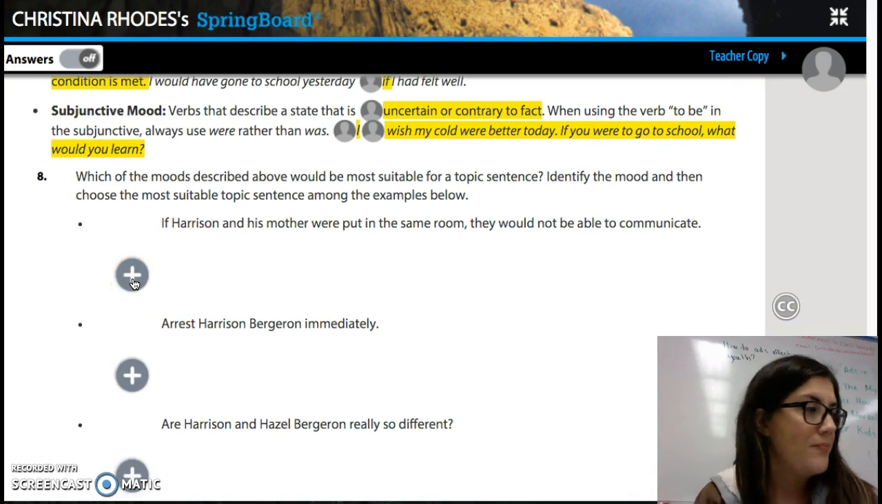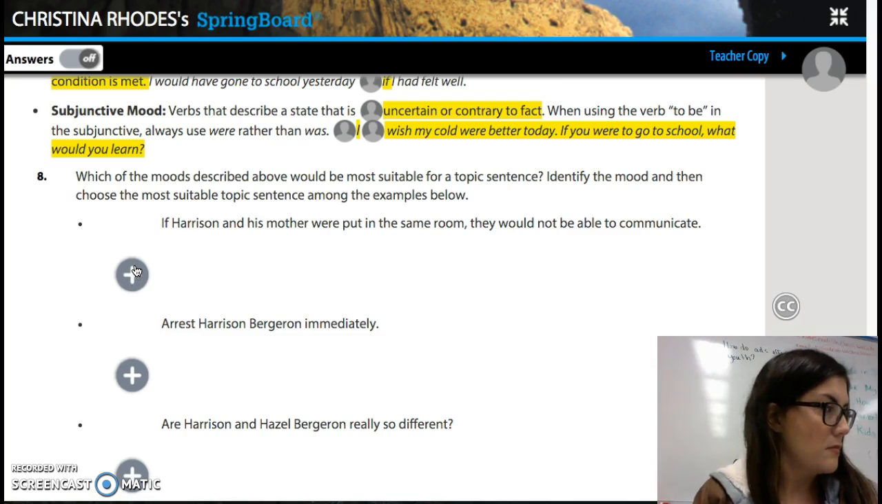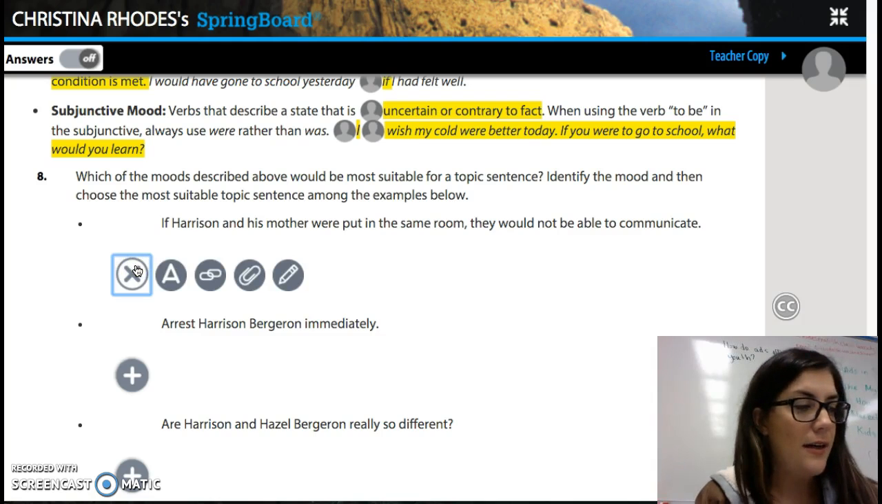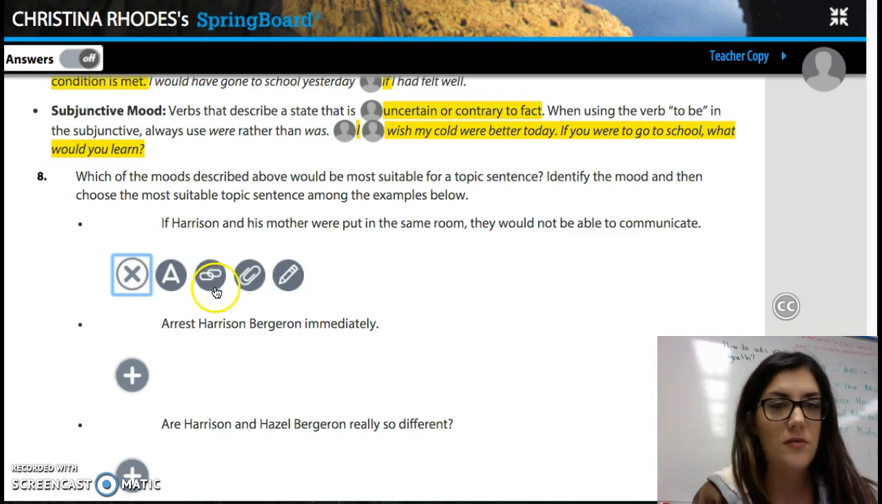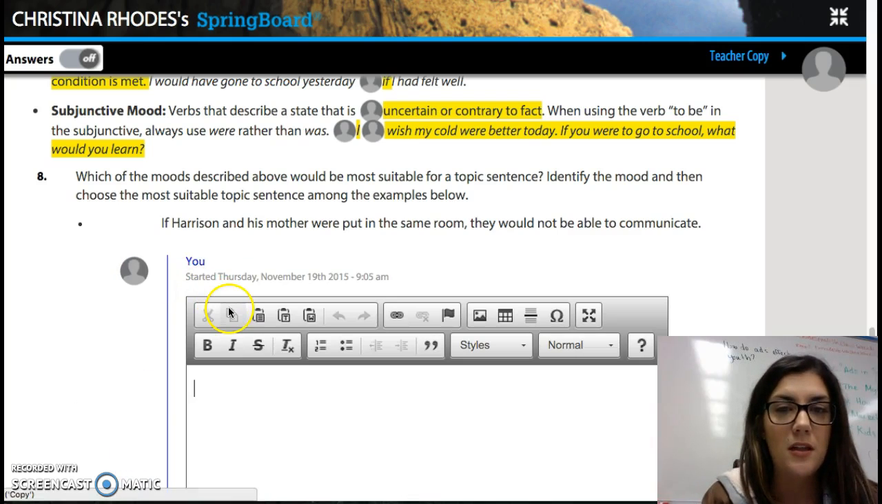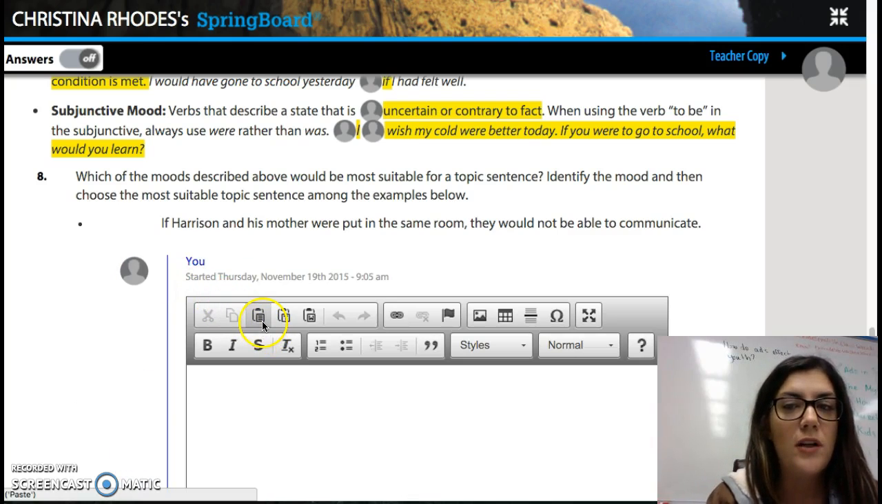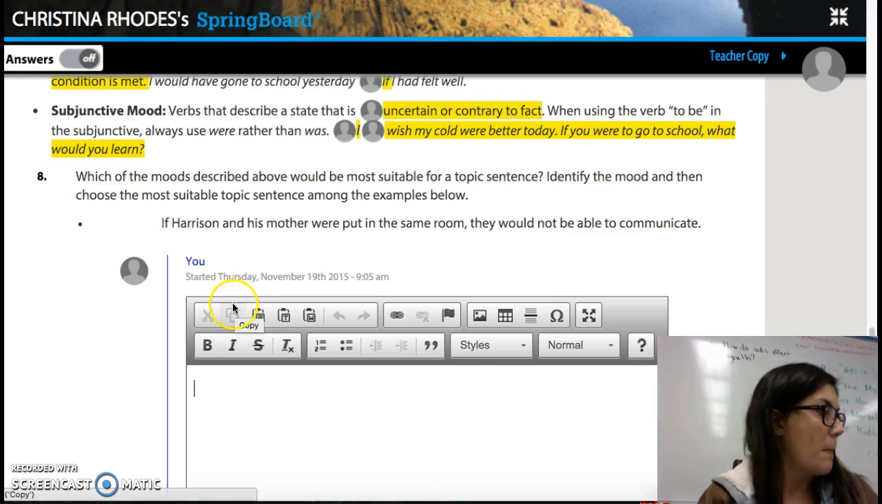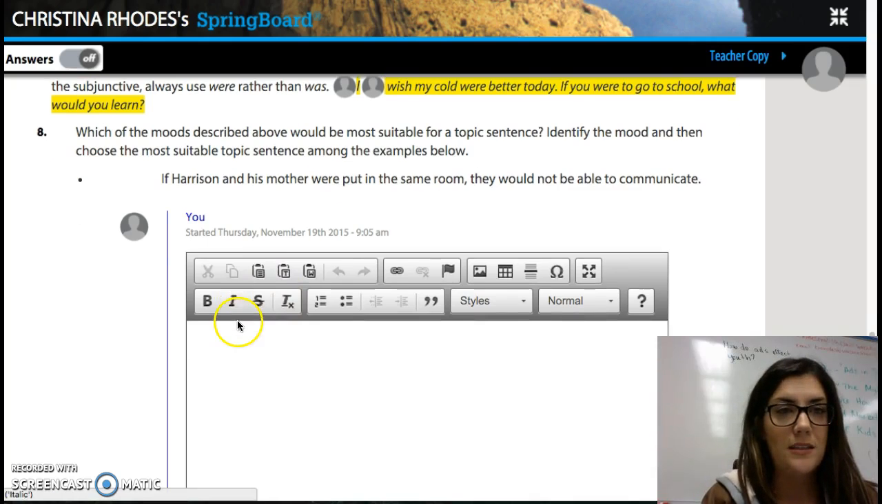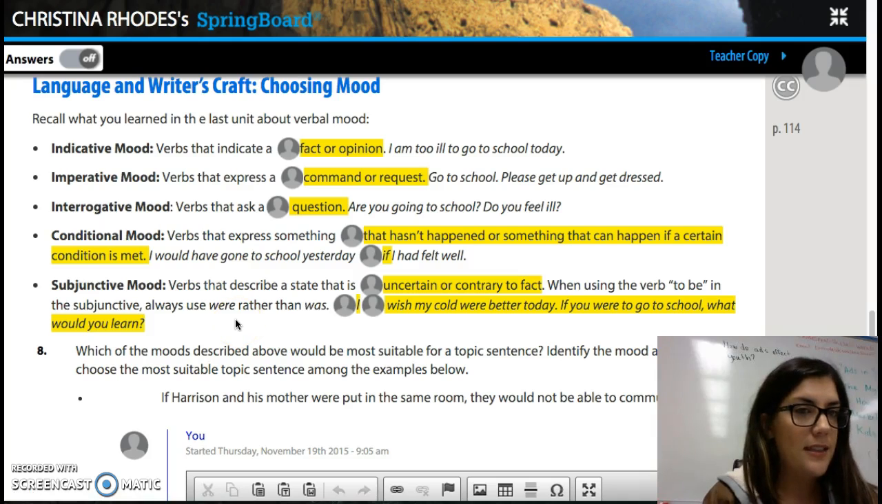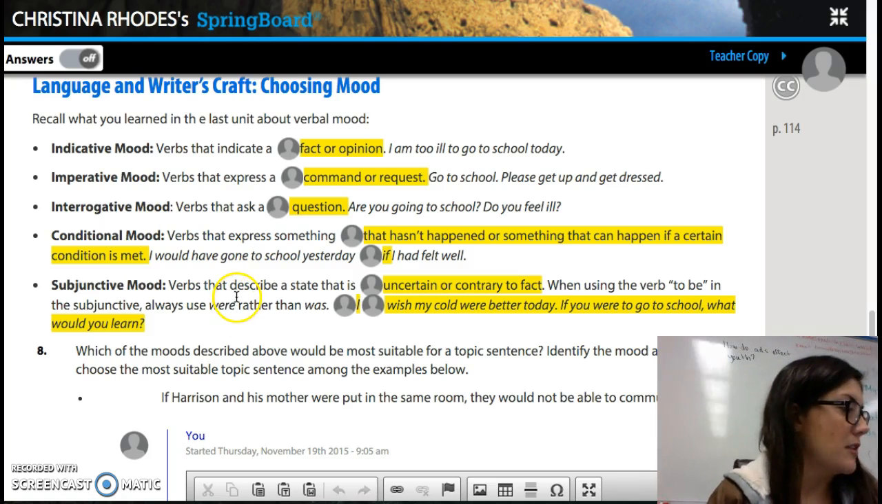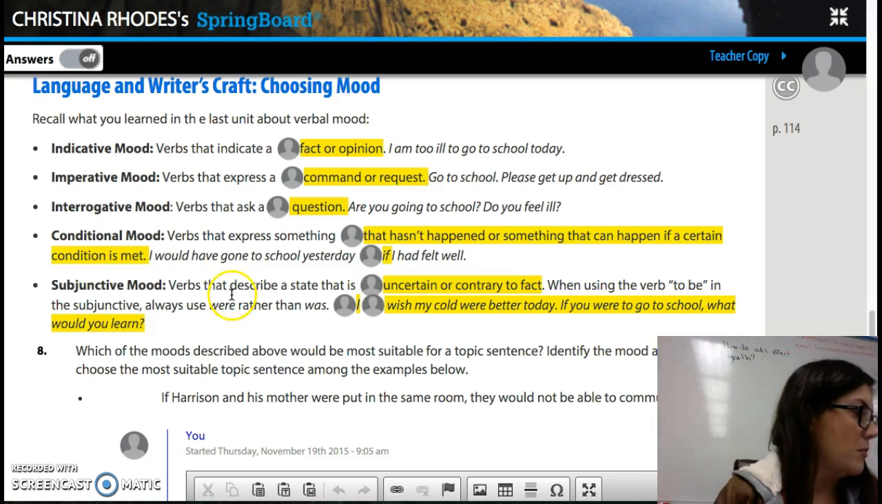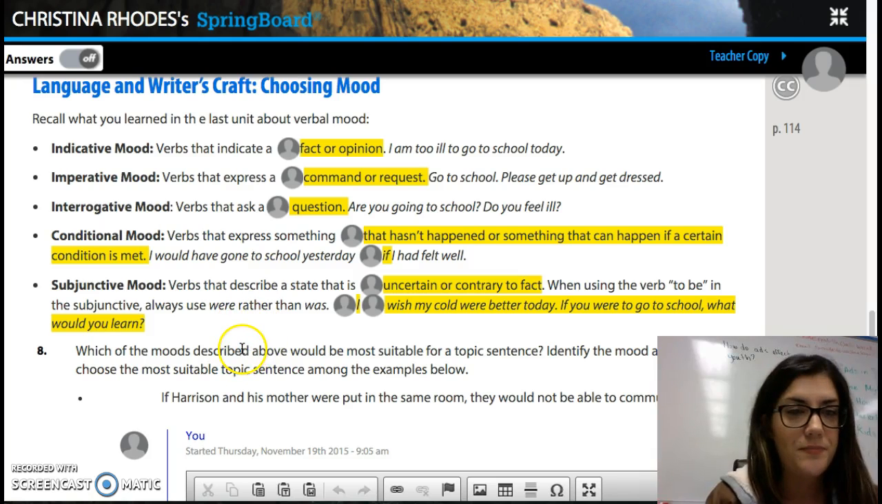So for example, the first one, we have number 1. You are going to put the answer for, if Harrison and his mother were put in the same room, they would not be able to communicate. So you are going to write down what that is. You have to choose from indicative, imperative, interrogative, conditional, and subjunctive. So please discuss this with your shoulder partner. Which one do you think it would be?